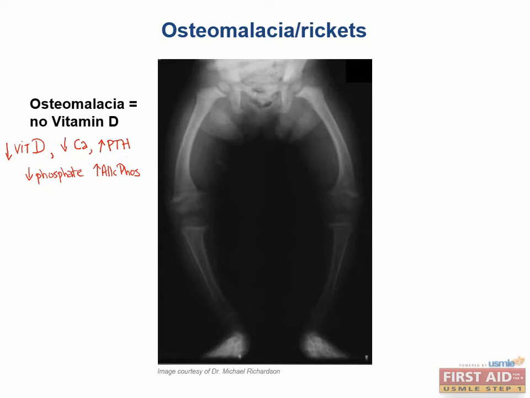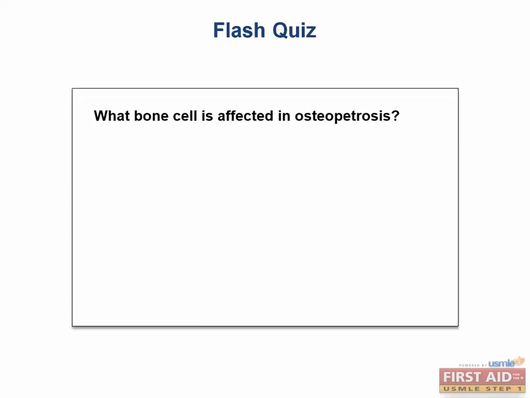The term rickets is not much different from osteomalacia, except that it refers more specifically to vitamin D deficiency in kids. Would you expect to see an increase in PTH in kids with rickets? Yeah, you absolutely would. Okay, let's have a flash quiz. What bone cell is affected in osteopetrosis? Osteoclasts.